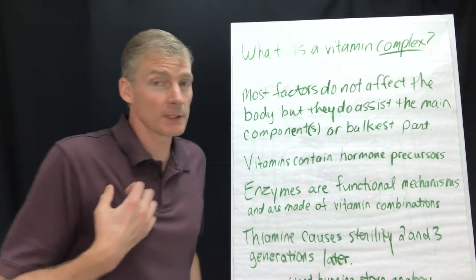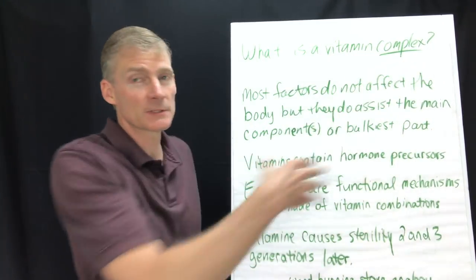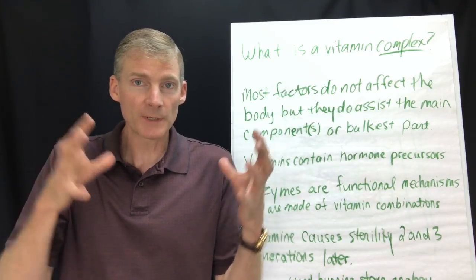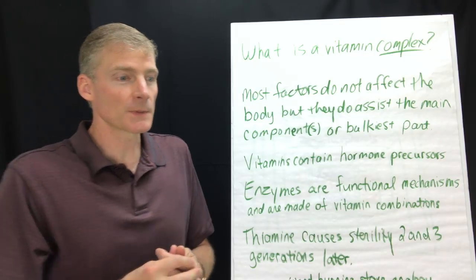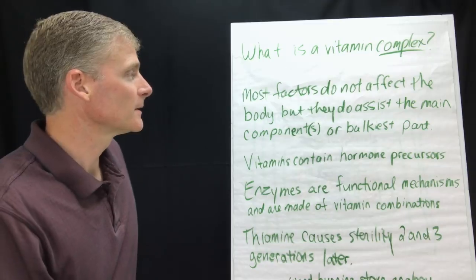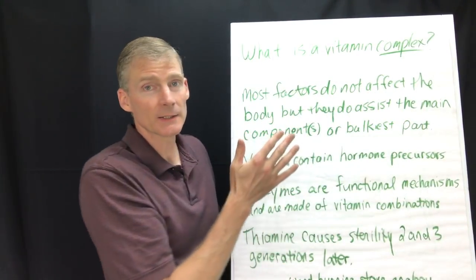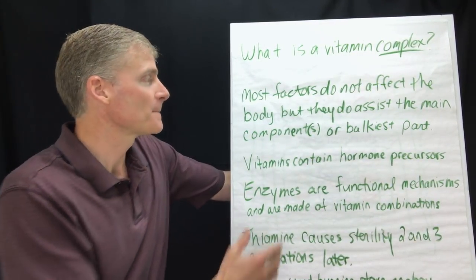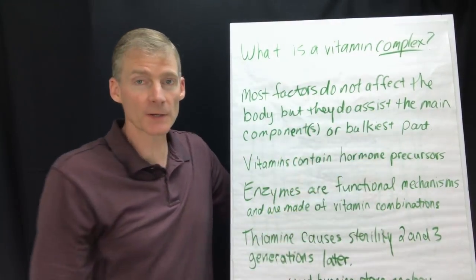In order to replenish the nutritional deficiency, you need a vitamin complex. Let me explain what this means. A vitamin complex, first of all, is a big vitamin, and there are many components to it. Some of those components include other vitamins, some include enzymes. There are these factors, and most factors do not affect the body. This was known back in the 30s, 40s, and 50s and forgotten. But they do assist the main components, or the bulkiest part of the vitamin.